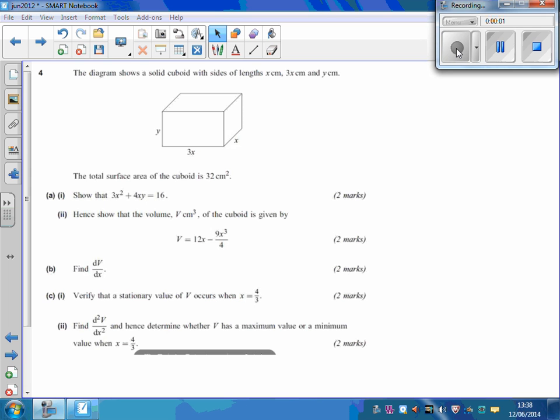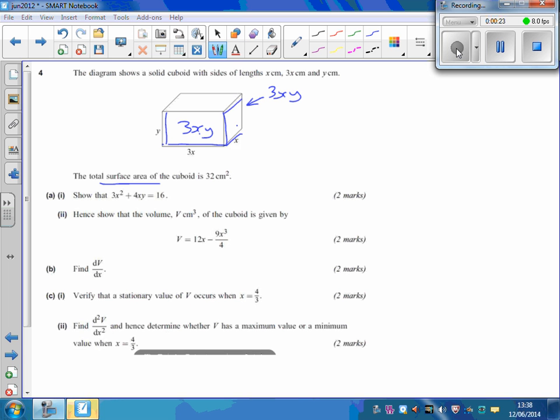June 2012, Core 1, Question 4, our differentiation, optimizing question. First thing, we're being asked to find the surface area of this thing, so let's look at each of these sides in turn. The front here is 3x times y, so that's 3xy, and of course on the reverse there'll be another 3xy there. This side here is x times y, so you've got an xy and another xy on the other side there.